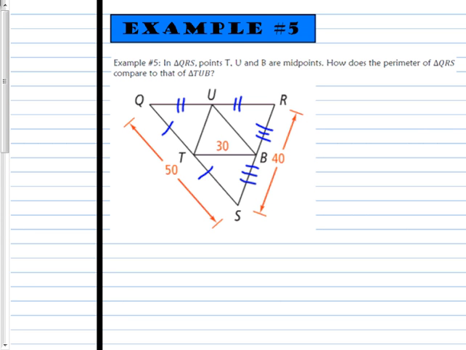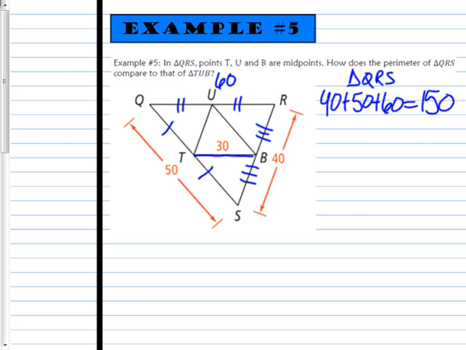So I'm going to look next. TB is a midsegment and it's parallel to QR. So if TB is 30, how much is QR going to be? Well, it's going to be double. So it's going to be 60. So 40 plus 50 plus 60 is 150. So triangle QRS is 150.